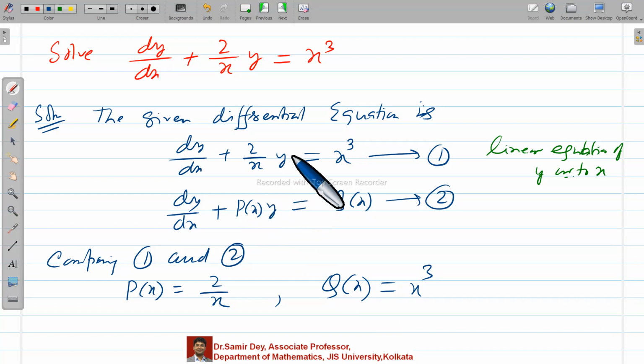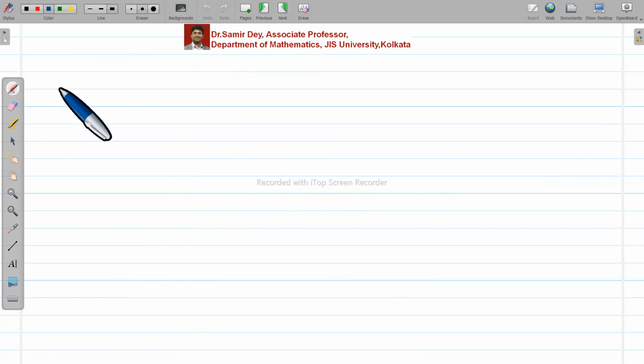So Px means the coefficient of y. Here the coefficient of y is 2 by x, and Qx is x to the power 3, as mentioned here. What about the next step? Anyone? Yes, very good. Integrating factor. What is your integrating factor? Integrating factor is equal to e to the power integral of Px dx.